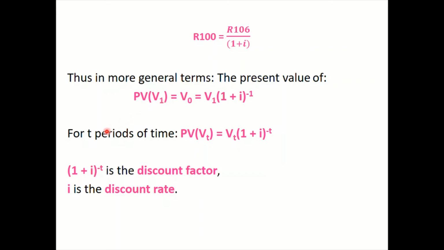For t periods of time, if we want the present value of an investment after t periods of time, we would need to take the value of that investment after t periods and then multiply it by 1 plus the interest rate, all in brackets, raised to the power of -t. And this here, 1 plus i raised to the power of -t, we refer to as the discount factor, and i we refer to as the discount rate.